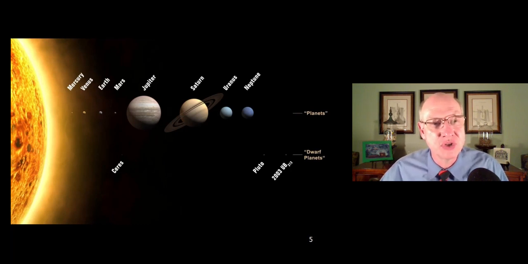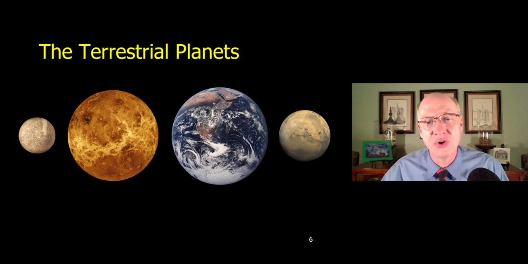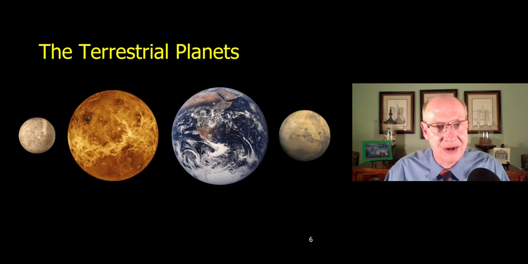So let's start first with the terrestrial planets, Mercury, Venus, Earth, and Mars. Here they are to scale. So Venus is almost the same size as the Earth. Mars is about half the diameter of the Earth, and Mercury is about a third the diameter of the Earth. And so there are the terrestrial planets in our solar system. All of them are rocky planets. Mercury, Venus, Earth, and Mars are all made of solid rock.